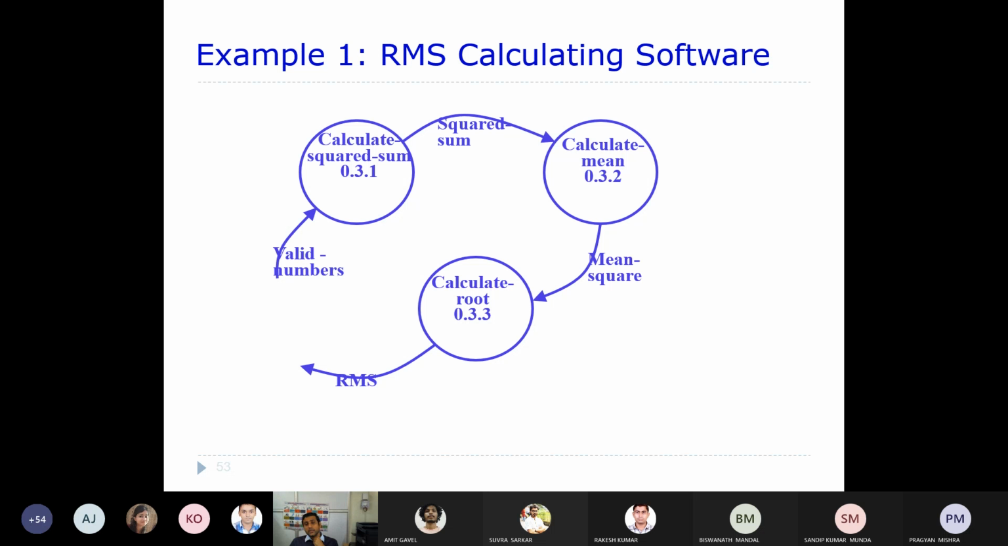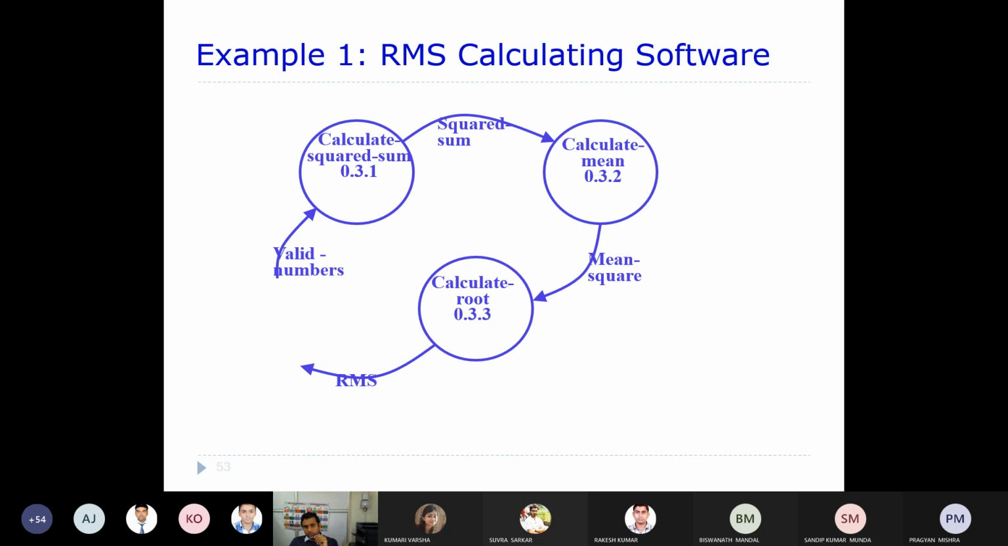Mean means here it will be one divided by that many number of inputs. So the first bubble calculates something like a square plus b square plus c square, and this output is given as input. Now here it will be calculated as a square plus b square plus c square by 3, and whatever result comes will be given as input to calculate root. Now here the square root will be calculated, square root of a square plus b square plus c square by 3.